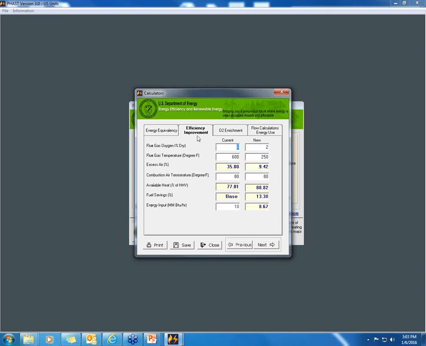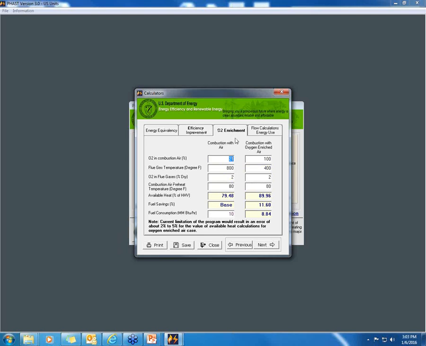Next one is the efficiency improvement calculator. Let's say you have a reheat furnace, and you know that at present there is 6% oxygen in the exhaust gases and the flue gas temperature is, let's say, 600 degrees Fahrenheit. This calculator helps you quantify how much fuel savings are possible if you go from 6% oxygen in the exhaust gas to 2% oxygen, or if you go from a flue gas temperature of 600 degrees Fahrenheit to 250 degrees Fahrenheit. Very easy to use, handy calculator.